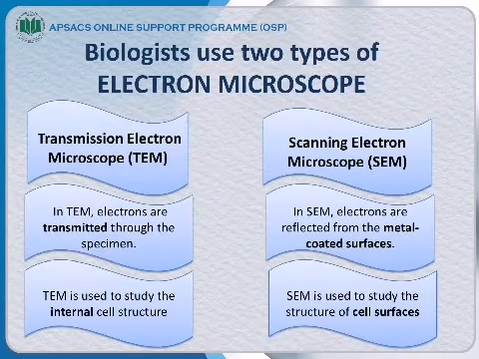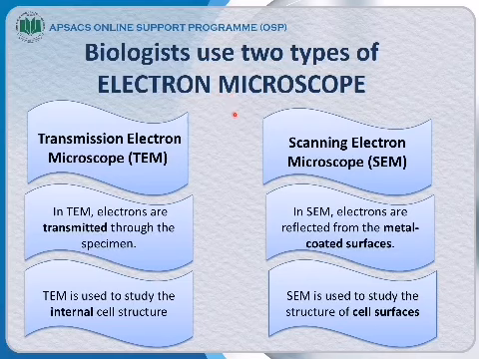Biologists basically use two types of electron microscope: TEM, which is abbreviated as transmission electron microscope, and SEM, which is abbreviated as scanning electron microscope. The basic difference between these two types is that in TEM, electrons are transmitted through the sample, while in SEM, electrons are reflected from the metal coated surface. TEM is used to study the internal cell structure, while SEM is used to study the surface of the structure.